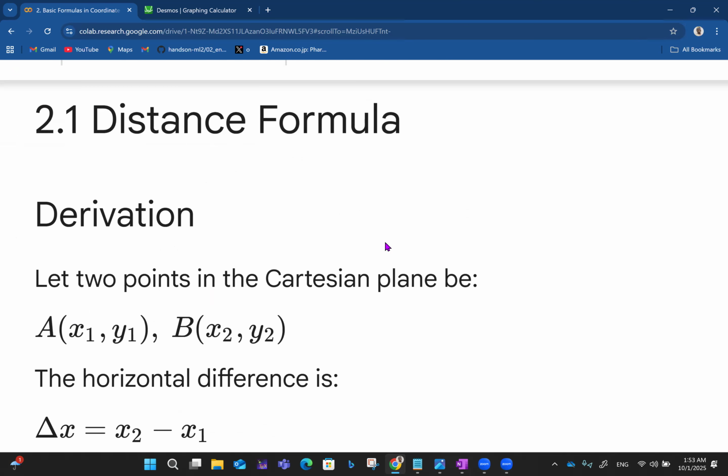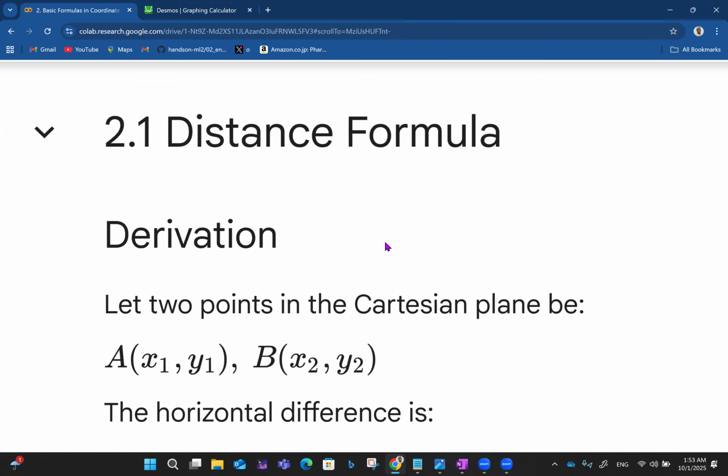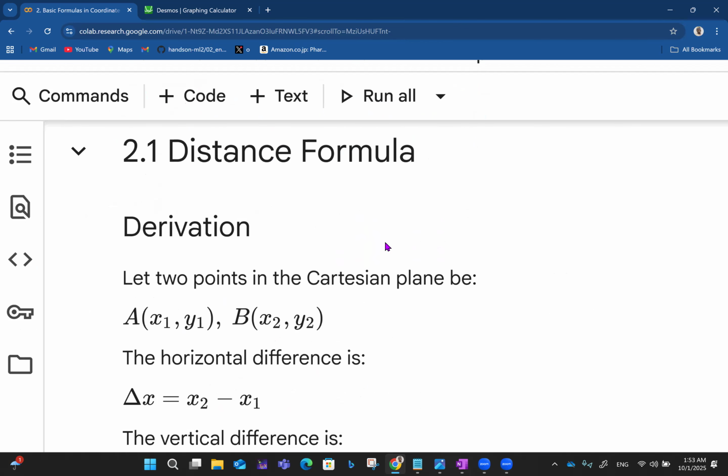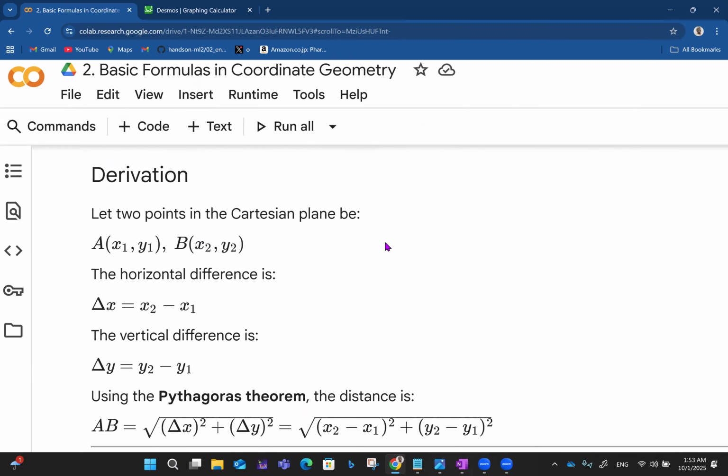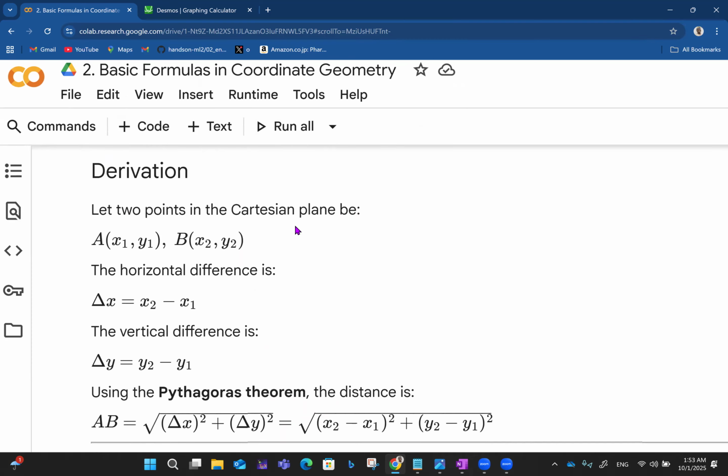For instance, we have the distance formula. That's the first thing we'll be looking at. So how do we derive the distance formula? Let two points in the Cartesian plane be A(x1, y1) and B(x2, y2). The horizontal distance is the change in x, that's x2 minus x1. The vertical distance is the change in y, y2 minus y1. So using the Pythagorean theorem, the distance AB equals the square root of (change in x) squared plus (change in y) squared, which equals the square root of (x2 minus x1) squared plus (y2 minus y1) squared.